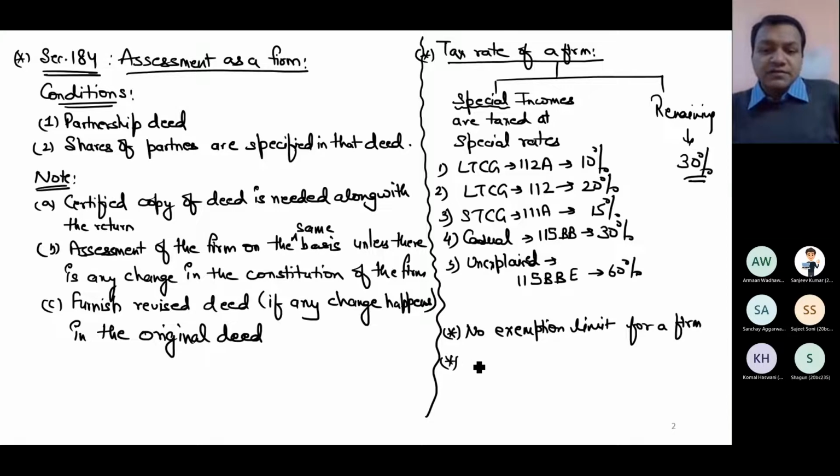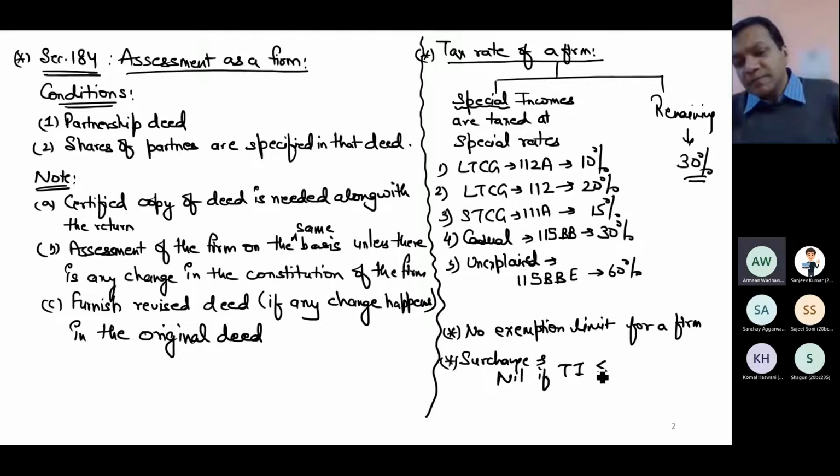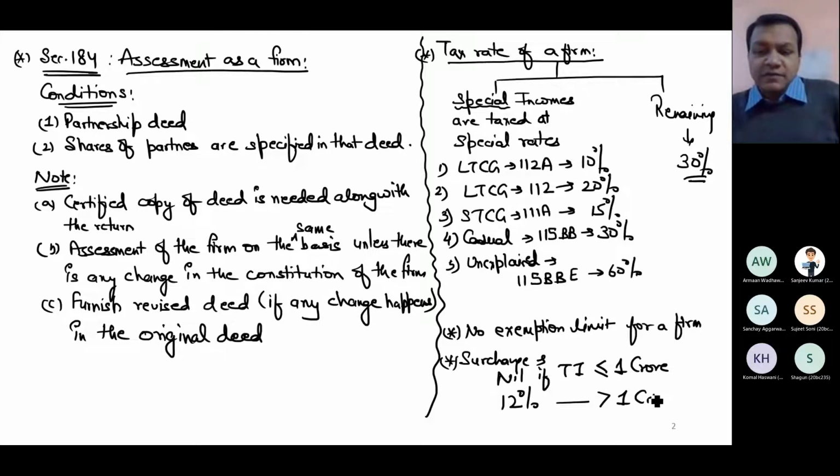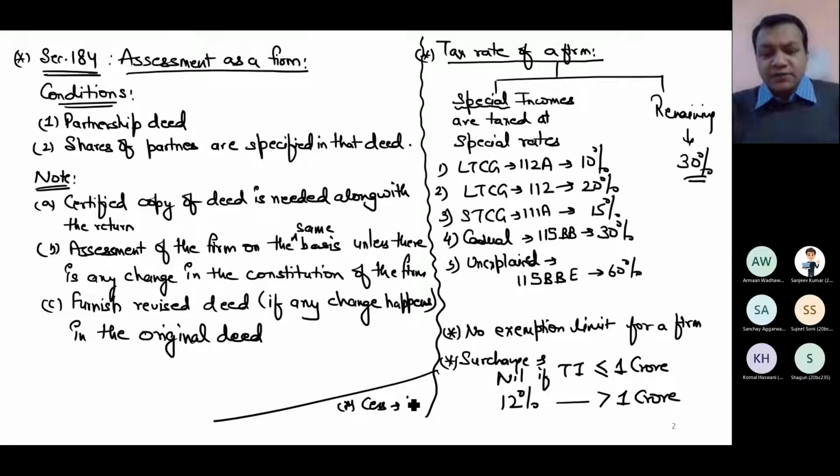What is the surcharge? Nil if total income is up to 1 crore, and 12% flat if total income is more than 1 crore. That's it. Cess is flat, always at the rate of 4%. This is the tax rate. After this, I will discuss 40 clause B and then I will move on with one numerical and then we will wind up the topic.